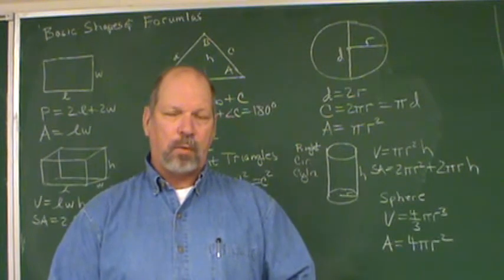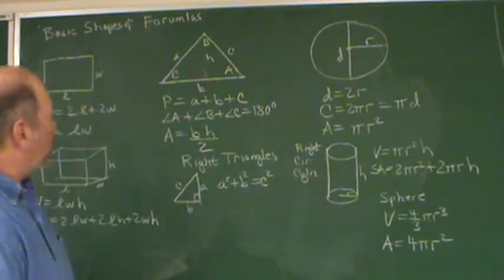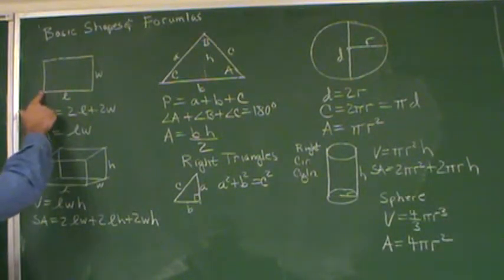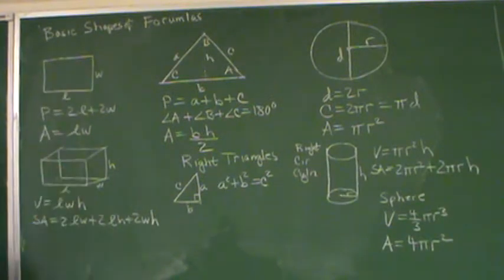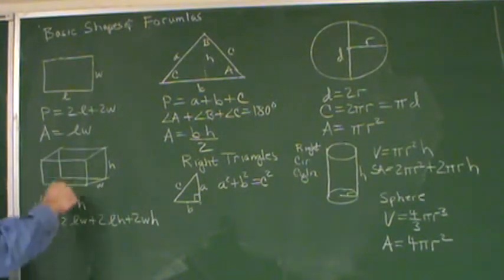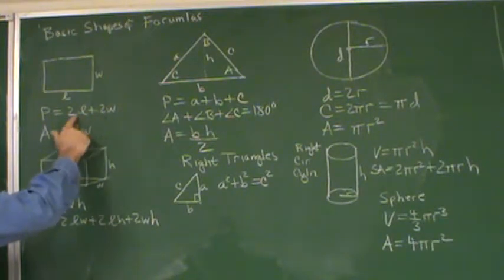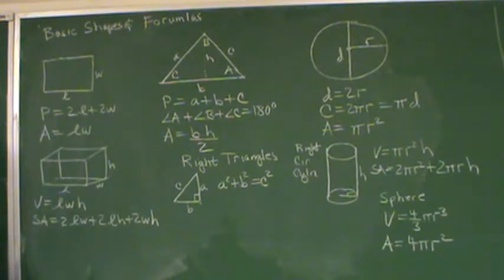The first one I'm going to go over with you is a rectangle. Rectangles will have a length and a width. The perimeter of a rectangle is going to be if you start at one point, walk on the edge all the way around it, back to where you started from. If you think about it, you're going to walk 2 units of length and 2 units of width. So you could write this as 2L plus 2W. Area of a rectangle is the length times the width.